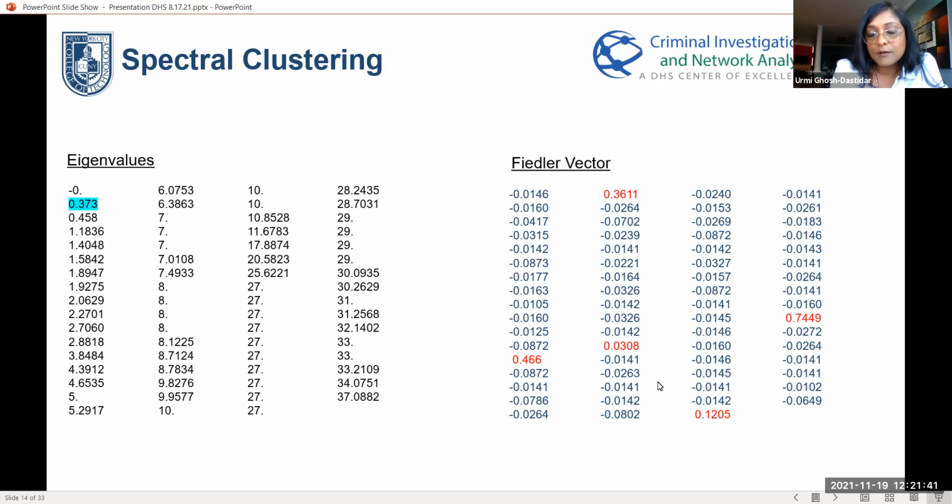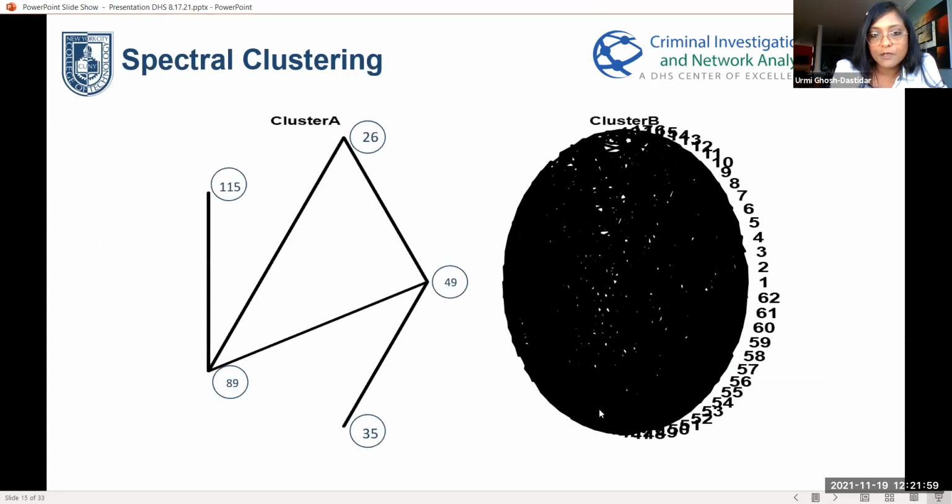So based on the bipartitioning spectral clustering technique, we put all the elements which are negative values in one cluster, and all the nodes associated with positive elements of this vector in another cluster. And that's a picture. So this is cluster A, which has 35, 49, 26, 115, 89.